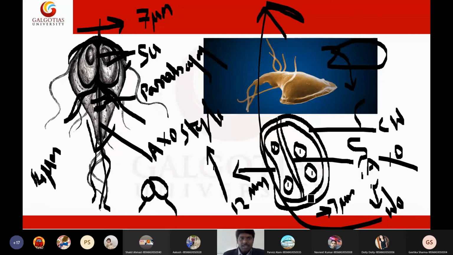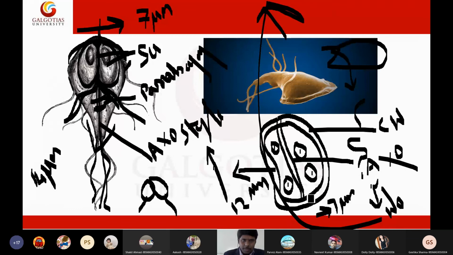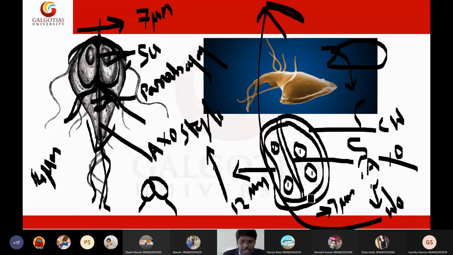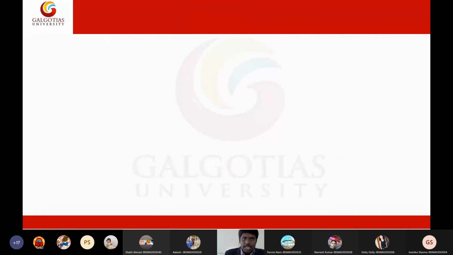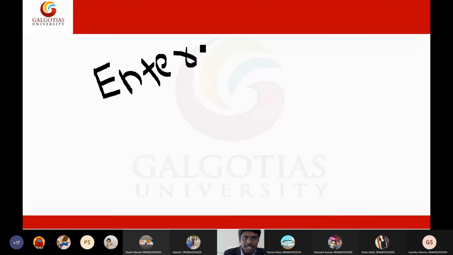Then there is one particular test for detection of Giardia lamblia, and that test is called the Entero test. This is the specific lab diagnosis, a very interesting lab diagnosis, and that lab test is called the Entero test. So what do you mean by this Entero test? Let me discuss this Entero test.